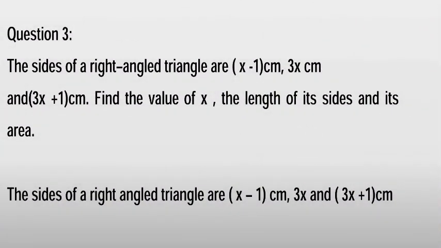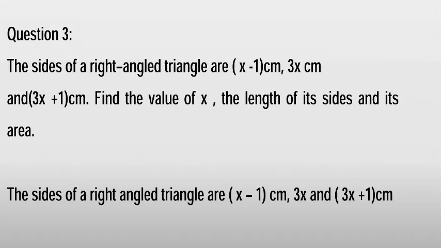Question number 3. The sides of a right angle triangle are x minus 1 centimeter, 3x centimeter and 3x plus 1 centimeter. Find the value of x, the length of its sides and its area.